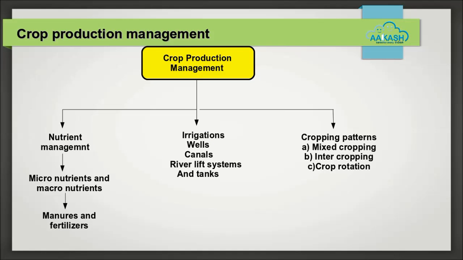Crop production management. This diagram illustrates crop production management and its types. The chart explains nutrient management, which is divided into micronutrients and macronutrients, which is further divided into manures and fertilizers. Then irrigation, with wells, canals, river lift systems and tanks, and some cropping patterns like mixed cropping, intercropping and crop rotation.